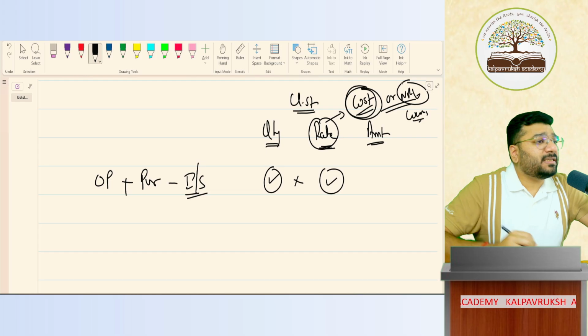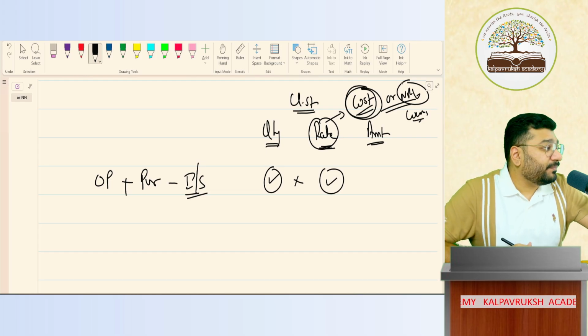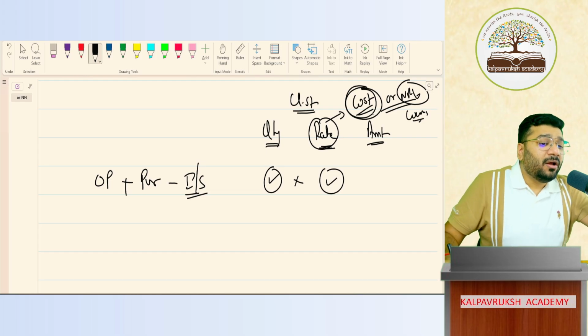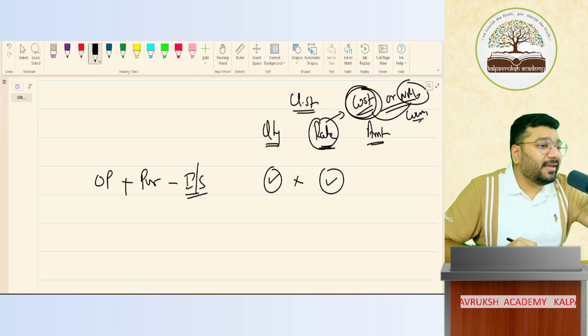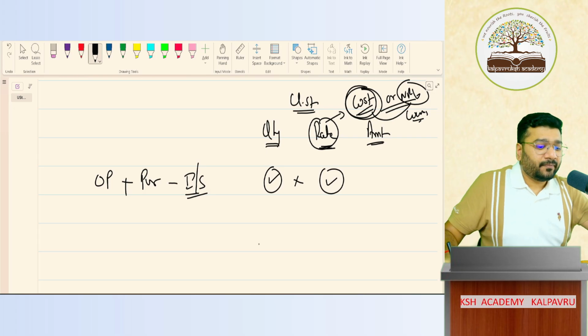Then later we'll discuss what is the meaning of NRV. How do we calculate NRV? Then in one discussion, I'll make you understand why we are taking lower and not the higher. Got it? Not got it? Okay.